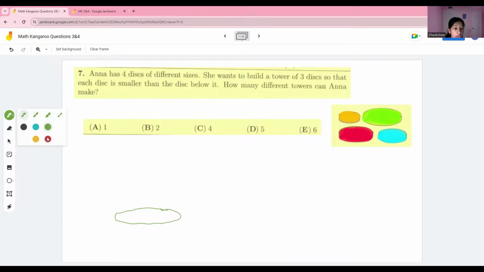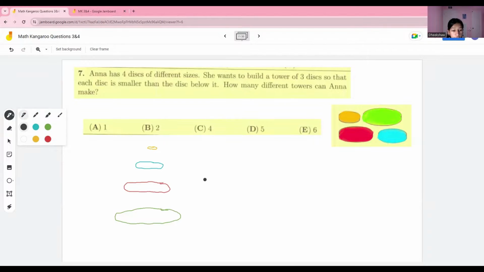Above that, I'm ranking it in terms of size. There's one red disc. The smaller one is the blue disc, and the smallest disc is the orange disc. It's probably different for you guys, but I digress. So we want to build towers of 3 discs in such a way that each disc is smaller than the disc below it. So what sort of patterns can we see? I can think of a couple.